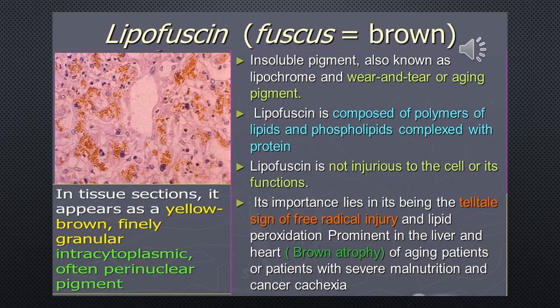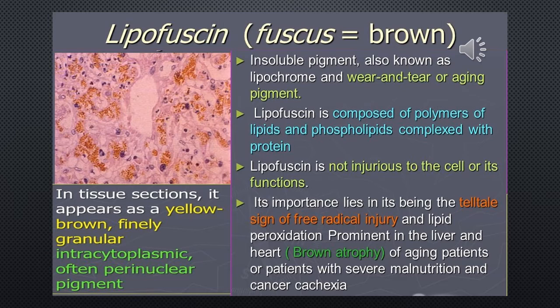Lipofuscin is produced by free radical injury. Actually, it is a complex structure of lipids and proteins which is produced after free radical injury, by peroxidation of polyunsaturated lipids. This is a very important topic for UHS, lipofuscin. Many MCQs have already come from it.